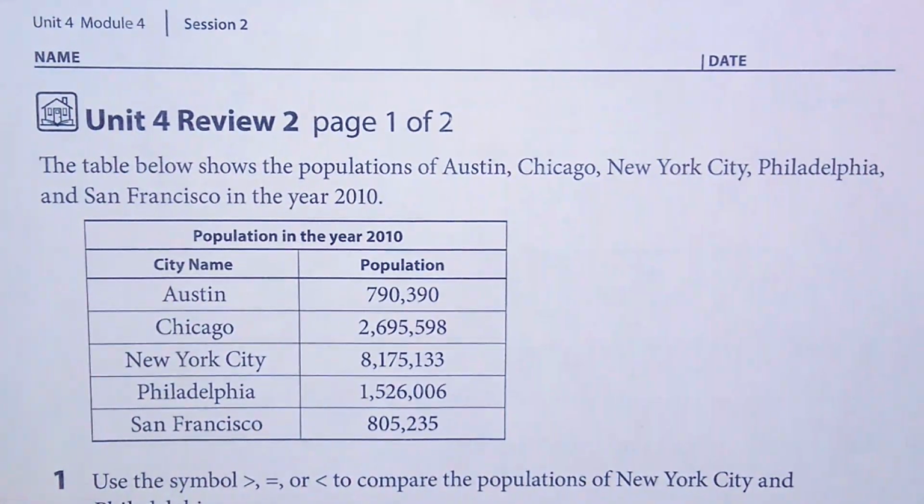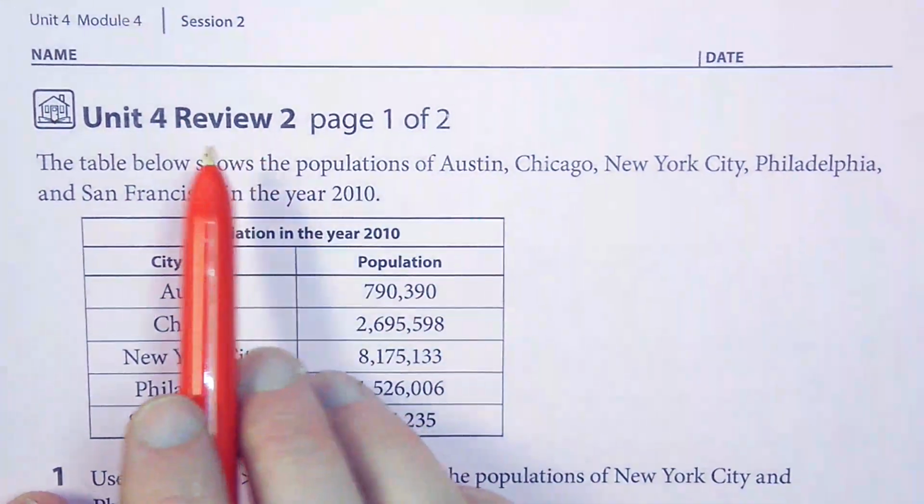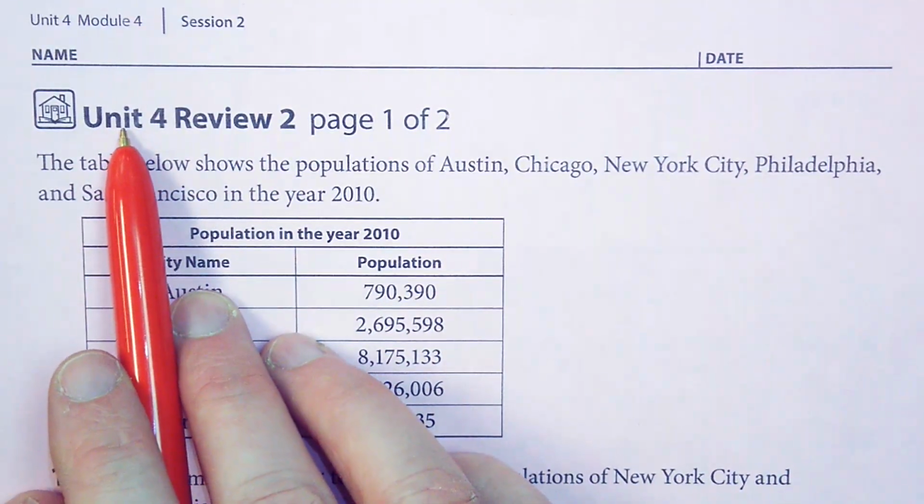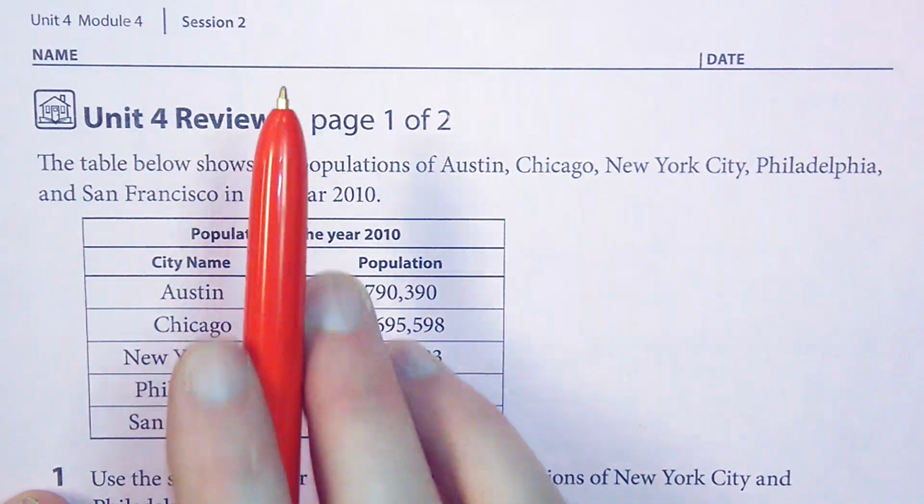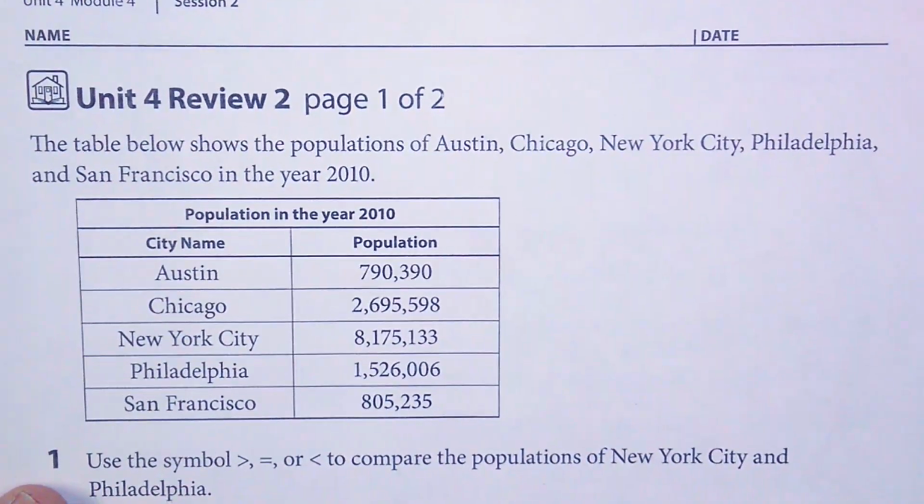Hello, this is Unit 4, Module 4, Session 2. This home connection is called Unit 4 Review 2. It's a two-pager. Put your name and number on it, please.